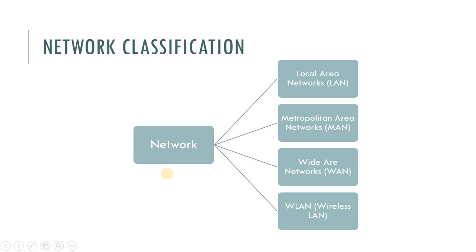Our networks are mainly classified into four different types, which are LAN, local area network; MAN, which is metropolitan area network; WAN, meaning wide area network; and WLAN, meaning wireless LAN. Okay, so these types are derived based on geographical area. So let's understand each type in detail.